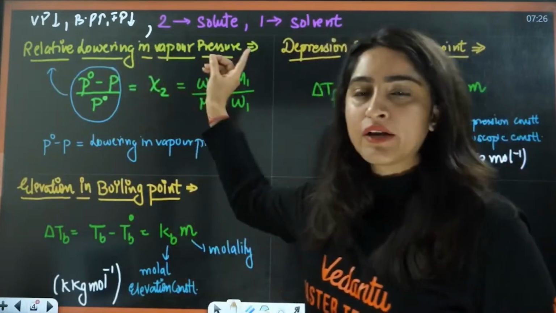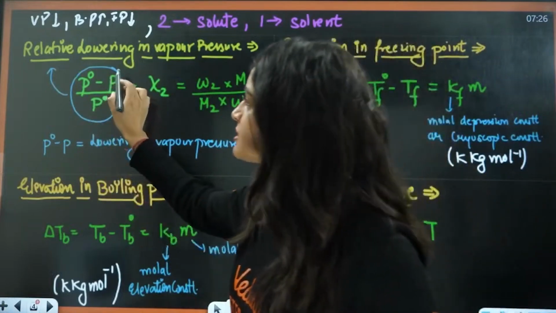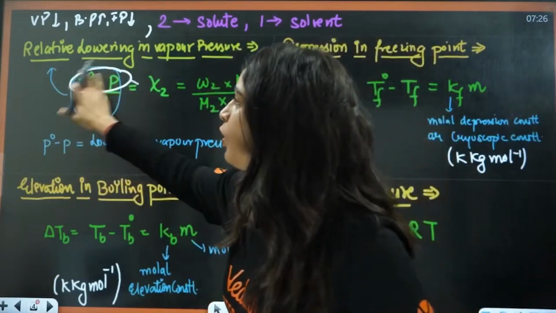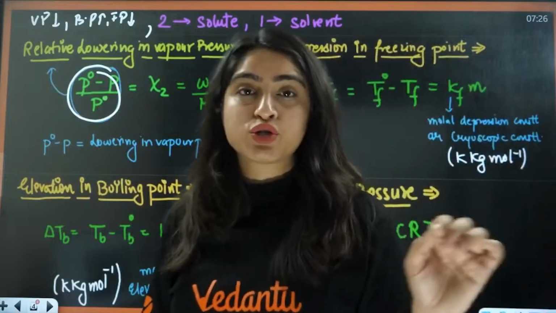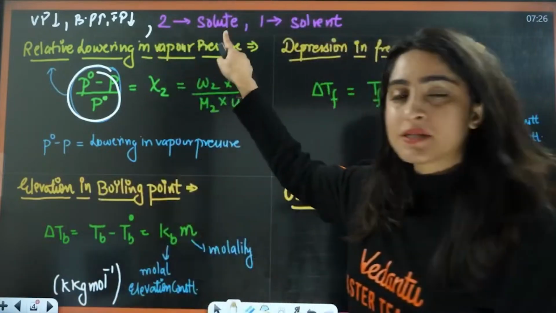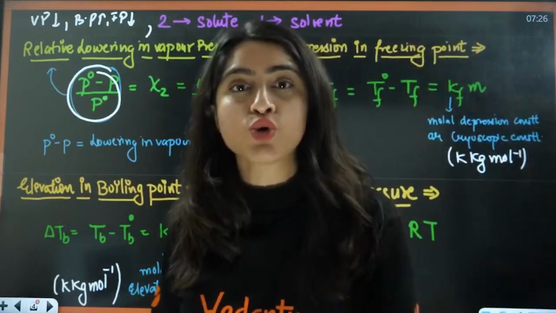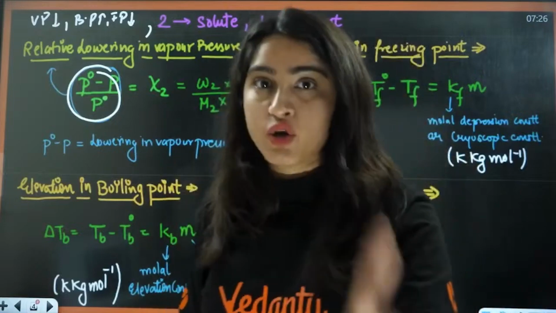First is relative lowering in vapor pressure. This is (P naught minus P) by P naught. This is lowering in vapor pressure, and this whole term is called relative lowering in vapor pressure. That is directly proportional to the mole fraction of solute. By 2 I am representing solute, by 1 I am representing solvent. That is directly proportional to the mole fraction of solute.